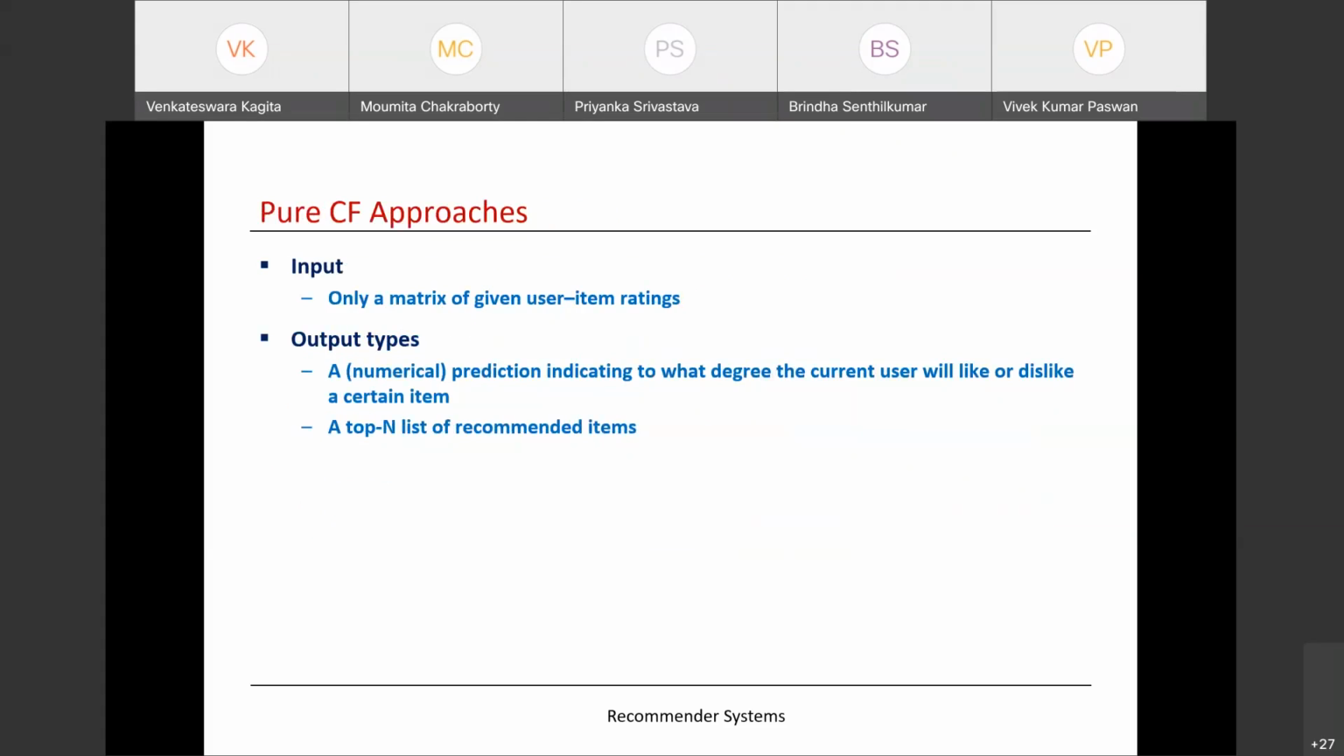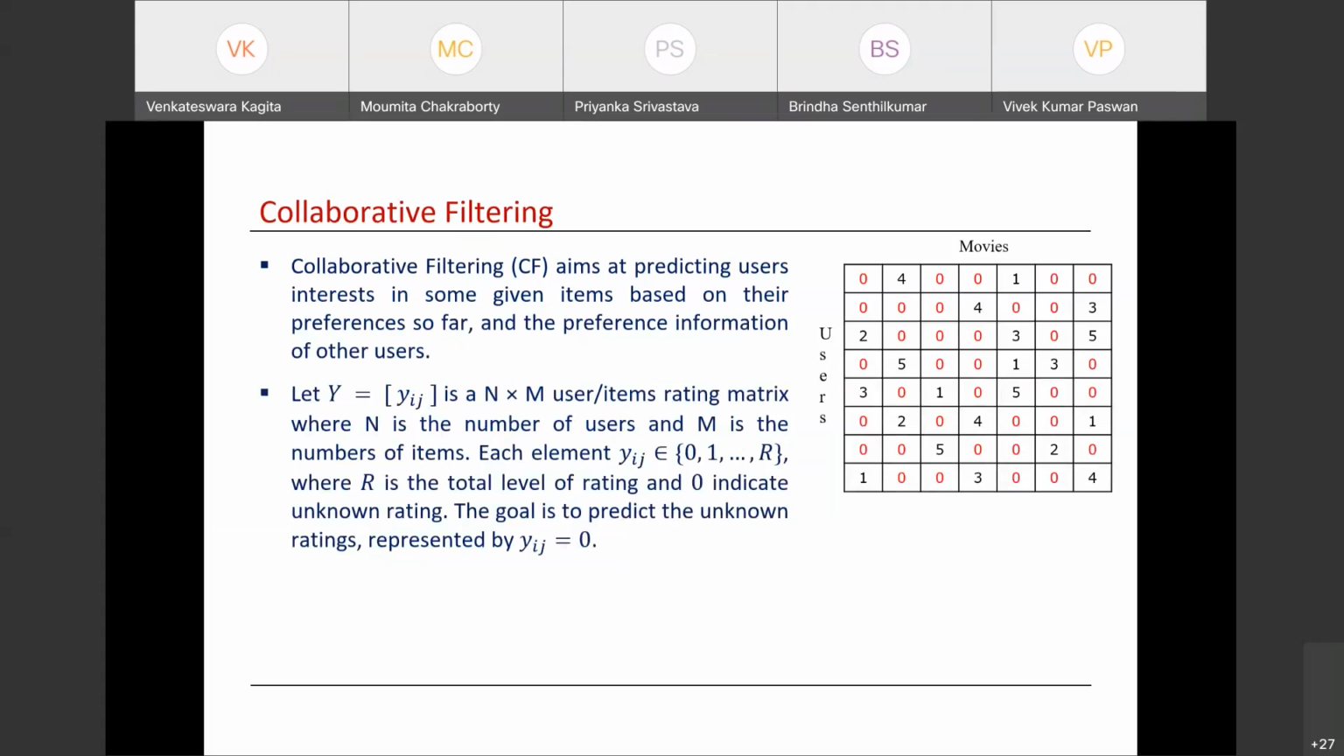Then if you take the pure collaborative filtering approaches, the input is only a matrix of given user item ratings. So user and item rating matrix. Outputs are predictions indicating to what degree the current user will like or dislike a certain item, or a top n list of recommended items. So it is either prediction of the rating or ranking of items. So if you see collaborative filtering, they aim at predicting user interest in some given items based on their preferences so far.